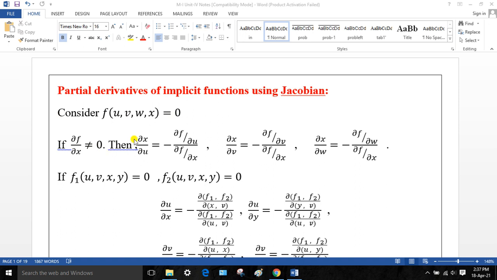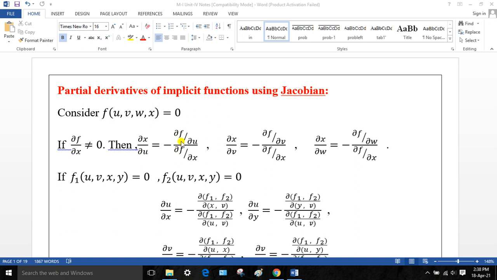Then we have to prepare this formula for del x by del u. If the question is to find del x by del u, or del x by del v, how do we remember this formula? Suppose I have to find del x by del u. Then remember the negative sign; in every term there is a negative sign. Take the entry of the function. We have only one function, so you have to take the entry of that function first. So I write this negative sign, then the entry of the function, that is del f, and this del f.